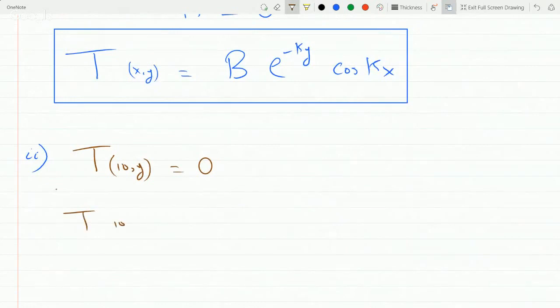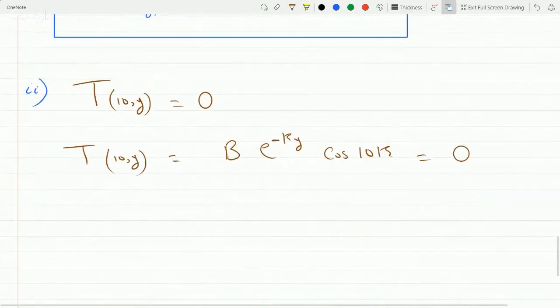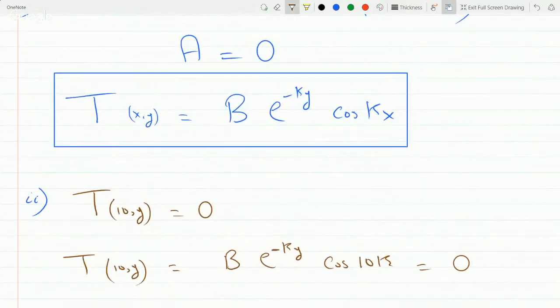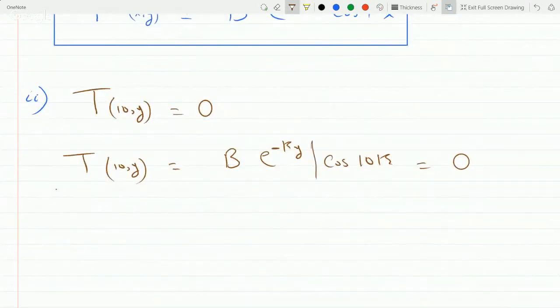So T at 10y is equal to, plug in 10 for x. So you're going to get b e to the minus ky cosine 10k equal to 0. Now, look, this cannot be 0 except at infinity, and we're saying this is not infinity. This can only happen if b is 0. Now, if b is 0, then the answer will just be T equals 0, and that would be a trivial solution. That's not the one we're looking for. The only other way is if this is equal to 0.